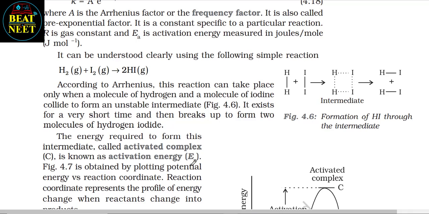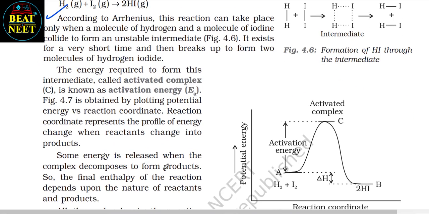It can be understood clearly using the following simple reaction, that is, H2 + I2 gives 2HI. According to Arrhenius, this reaction can take place only when a molecule of hydrogen and a molecule of iodine collide to form an unstable intermediate. It exists for a very short time and then breaks up to form two molecules of hydrogen iodide. The energy required to form this intermediate, called the activated complex, is known as the activation energy. That is obtained by plotting potential energy versus reaction coordinate.